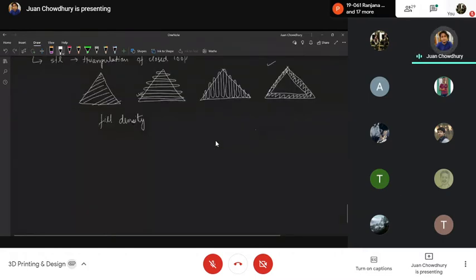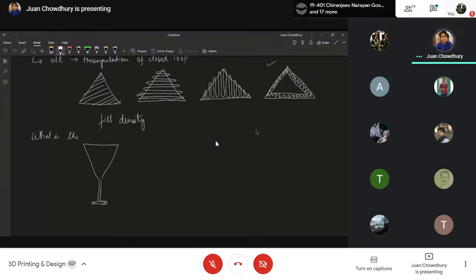Say we'll take an object in general, a plastic grill. Okay, this part has to be 3D printed. So I want to know what is the optimum orientation.